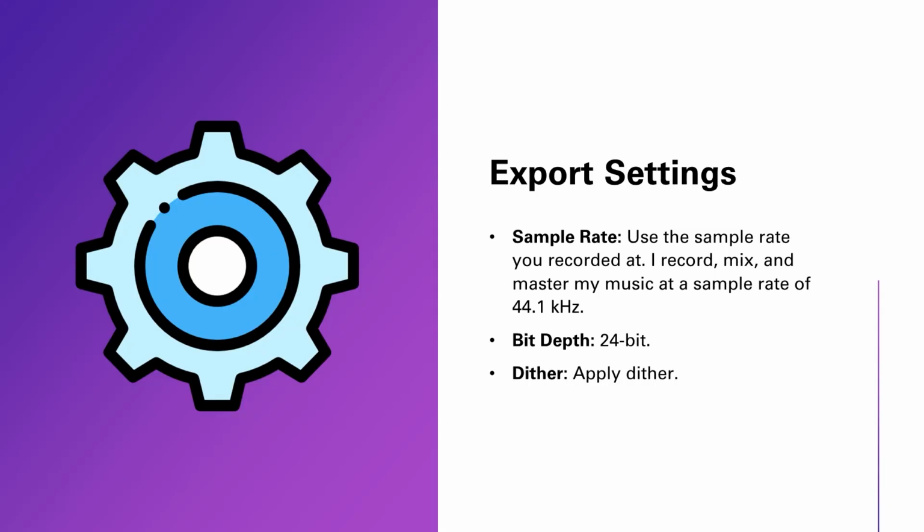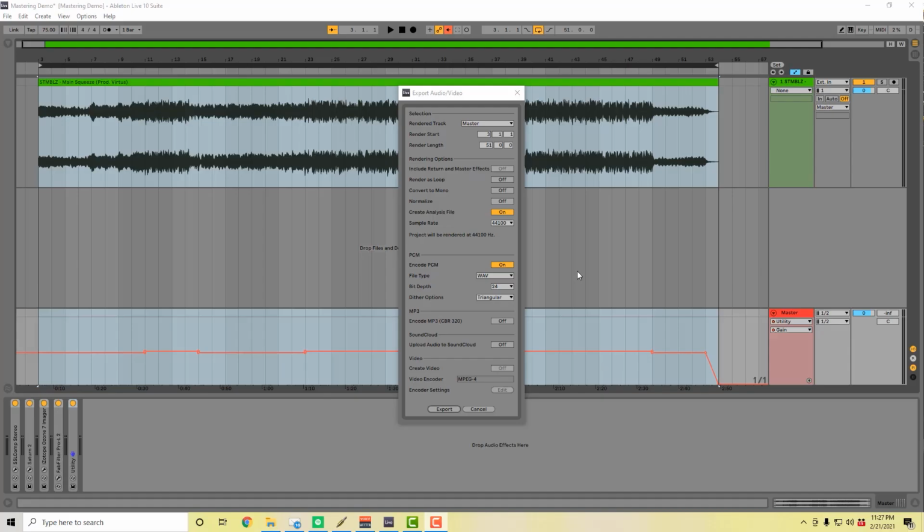You want to use a bit depth of 24. That's the highest fixed point bit depth that you can export your music to streaming services at, and before you export your song, you should apply dither, which is low-level noise that prevents quantization distortion. These are concepts that are pretty technical, but I've included a link to an article I wrote about sample rate and bit depth, as well as an article about dither that you can check out if you're interested.